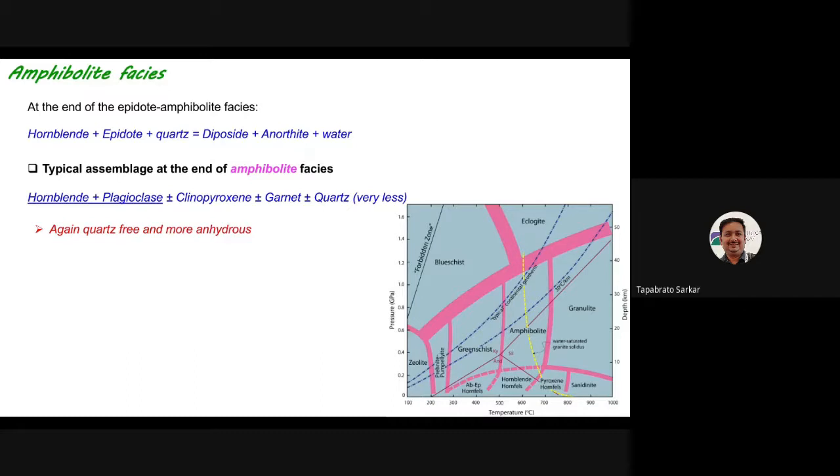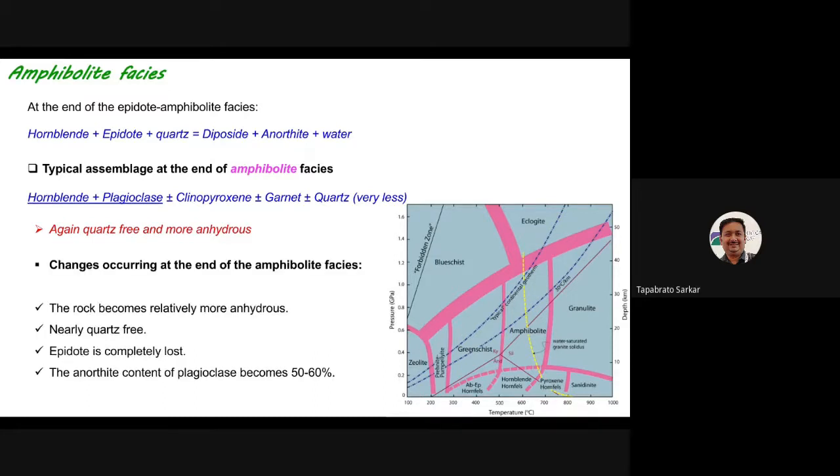And now we will move into the granulite facies and see that the rock will become completely dry. So let's go to the granulite phases. The changes occurring at the end of the amphibolite phases, when we move from amphibolite to granulite, the rock becomes relatively more anhydrous, relatively. Still, there is a lot of hornblende, which means that it has water in its structure.